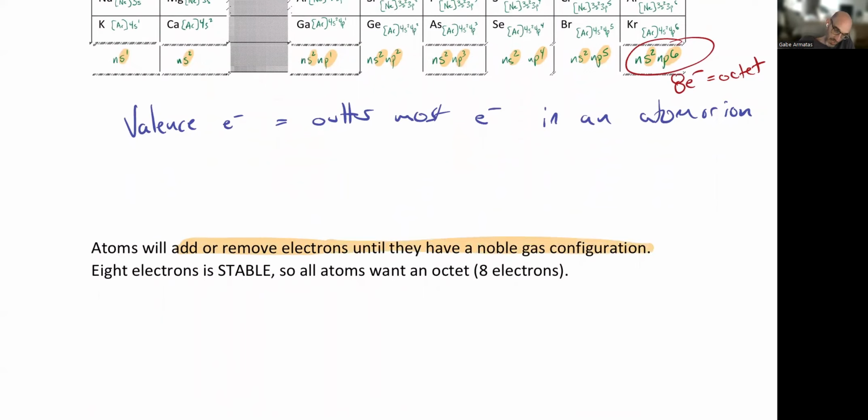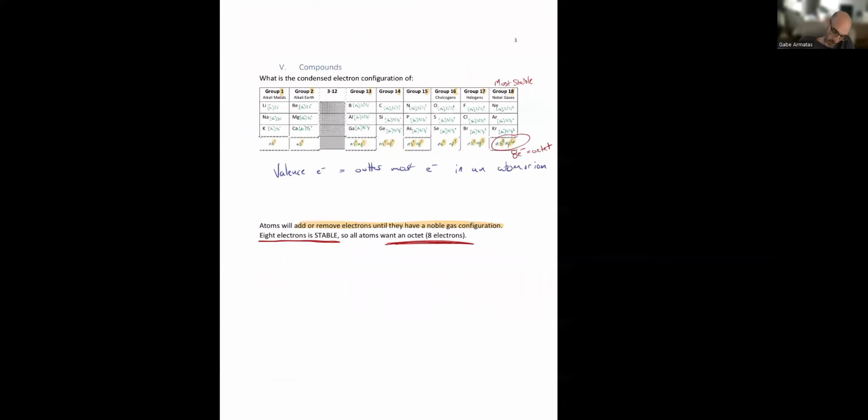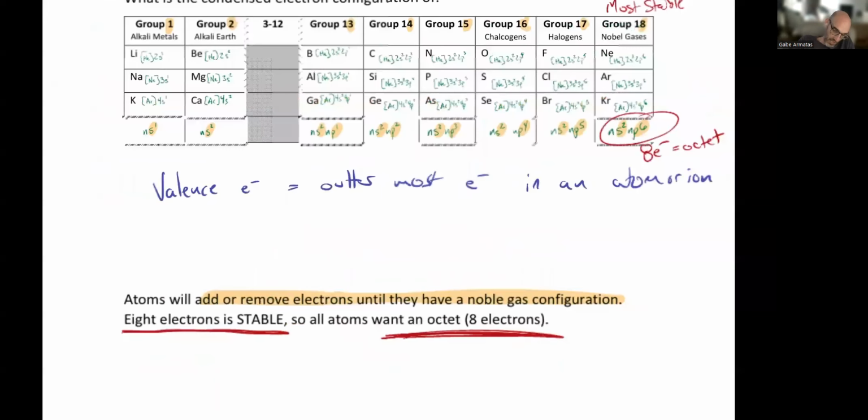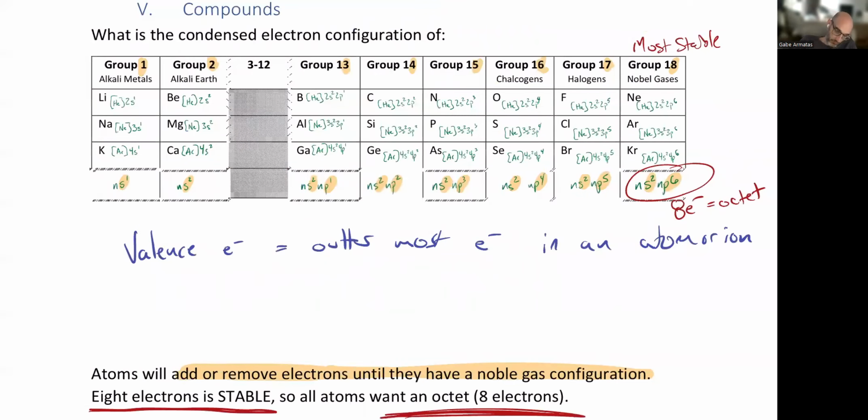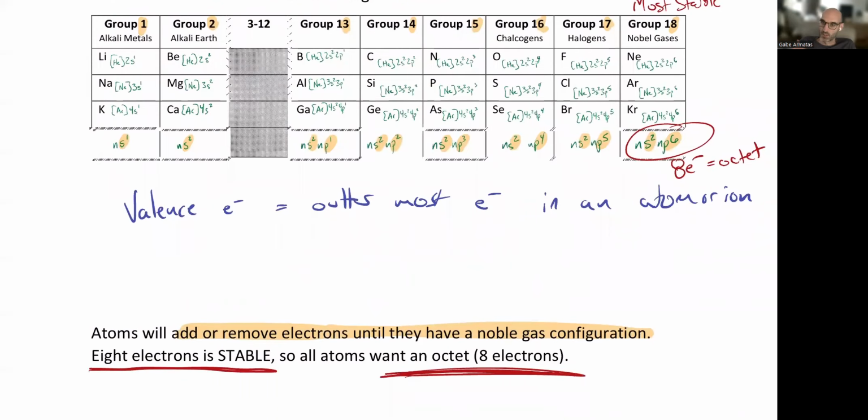So 8 electrons is stable. That's what we're shooting for. 8 electrons is stable. All things want 8 electrons. That's always what we're trying to achieve. Okay, so every single one of these is going to have a certain valence shell and a certain number of electrons, but they're always going to want to try to achieve 8 electrons.